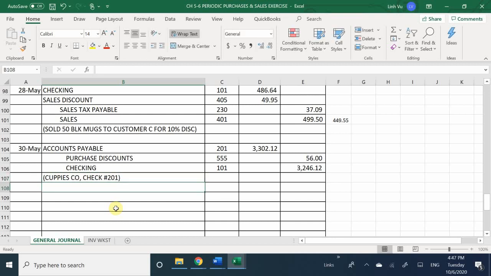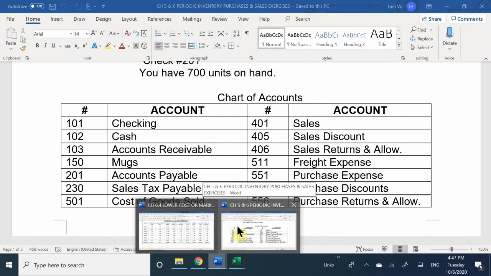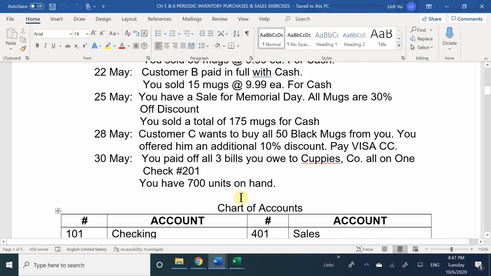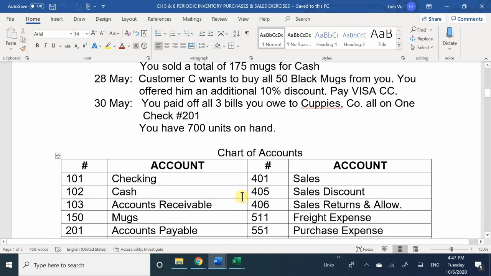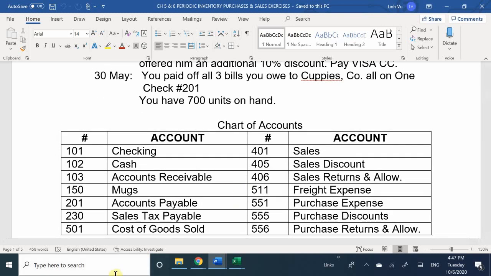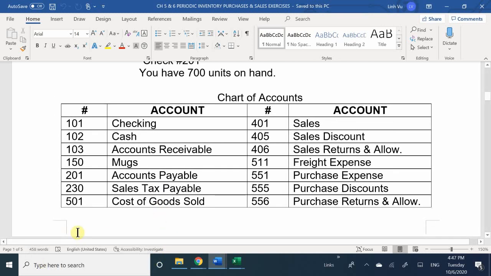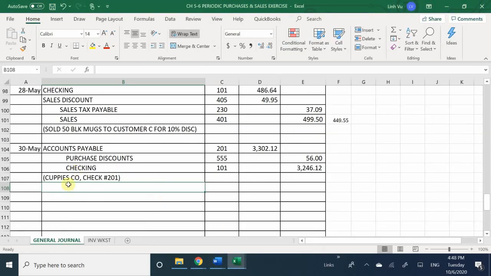Okay, good. All right. Now, last but not least, we have one more thing to do. We have 700 units of inventory on hand. Yes, we reached the end of our period. Woohoo! So that means let's look at our inventory items. What is the inventory that we're going to be placing our items in? Mugs. Mugs, all right? What's that infamous cost of goods sold account? 501. And of course, we're zeroing out our purchase returns and allowances. We're zeroing out our purchase expenses and our freight expenses. Since we also have a purchase discount, we also need to zero that out as well. So let's go to our inventory worksheet and figure all that out.